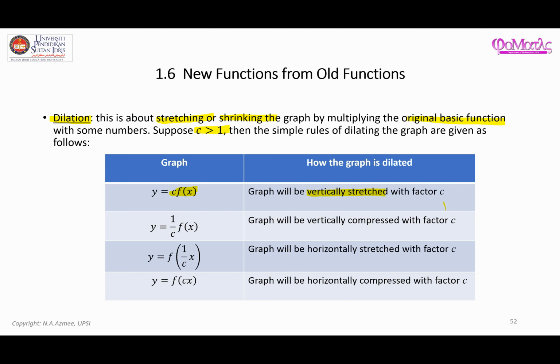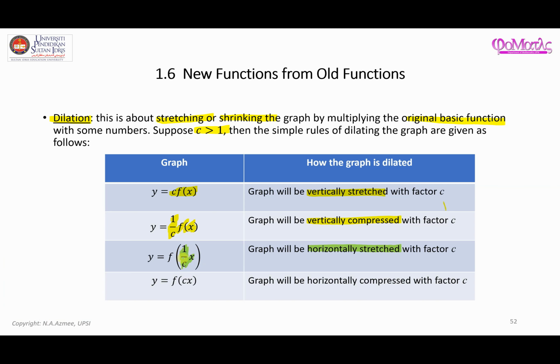Now if you multiply f(x) with 1 over c, here is going to be another change with respect to the vertical axis. So this is the vertical axis, and therefore you will see that the graph will be vertically compressed with factor c. Next, let's say you make a change with respect to x by multiplying x with a constant 1 over c, and in this case the graph will be horizontally stretched.